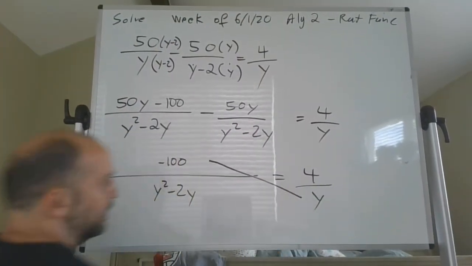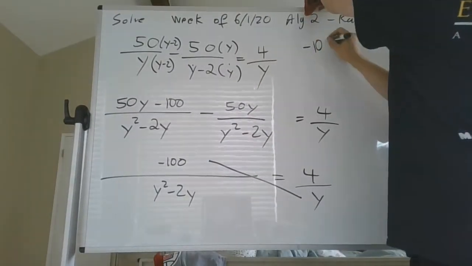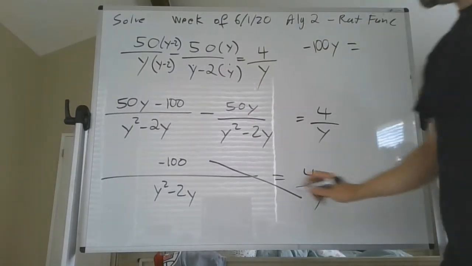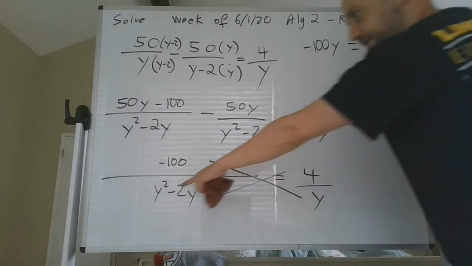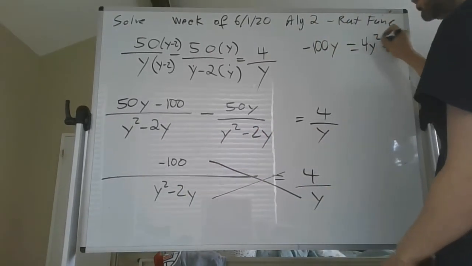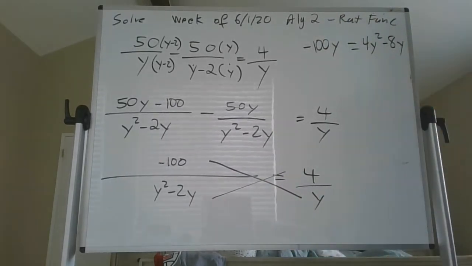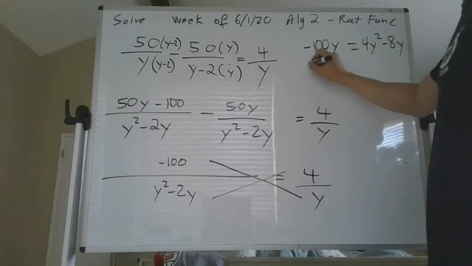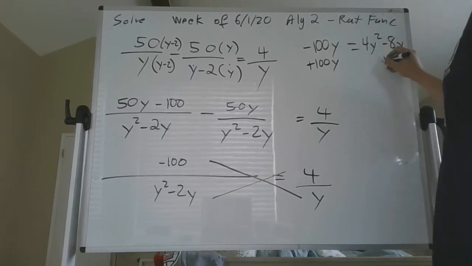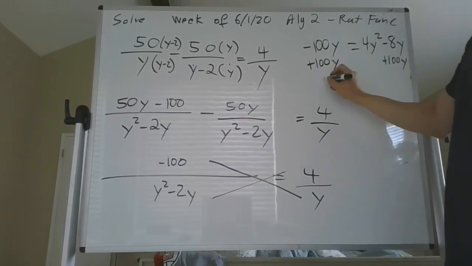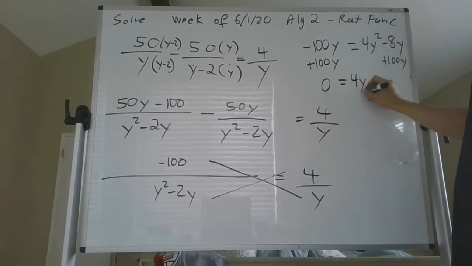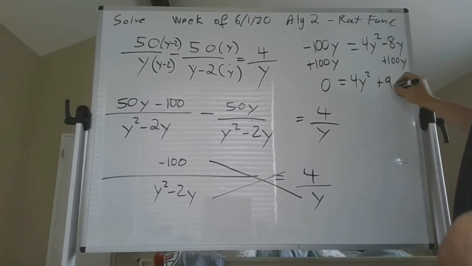Negative 100 times y is negative 100y equals this times this. So that's going to be 4 times that, which is 4y squared. 4 times negative 2y is negative 8y. If you look at this, it's looking kind of familiar. What I'm going to do now is combine like terms. I'm going to move that negative 100y over to this side and see what happens. So I'm going to go plus 100y, plus 100y. That gets me 0 equals 4y squared plus 92y.